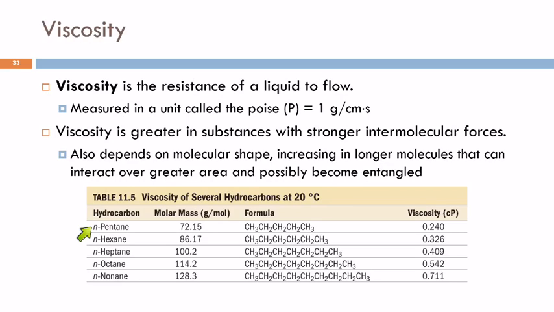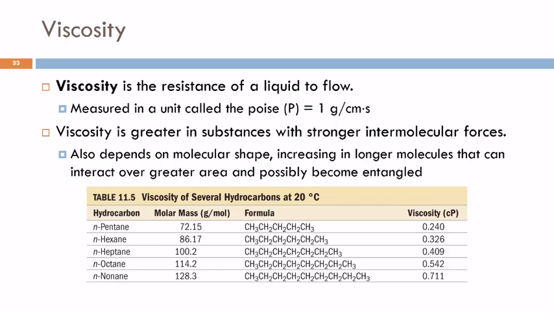In this table, we're comparing several hydrocarbons: pentane, hexane, heptane, octane, and nonane. These are all just straight chains of carbon with hydrogens on them. Each of these carbons is connected by a single bond, and there is rotation around a single bond. So these molecules are flexible, much like a piece of cooked spaghetti. They can twist around and get tangled. You can imagine that nonane could get tangled with other nonane molecules quite easily, whereas pentane, being shorter, is not going to tangle up as much.